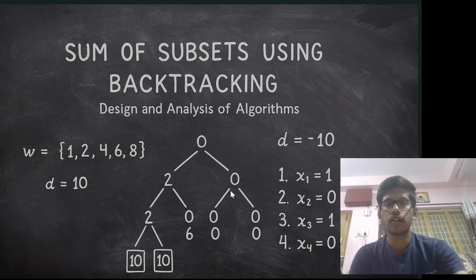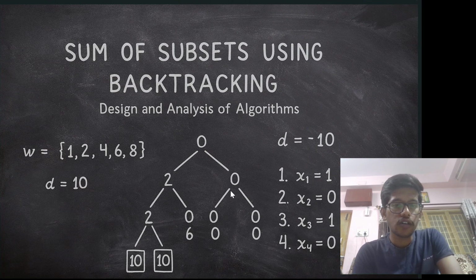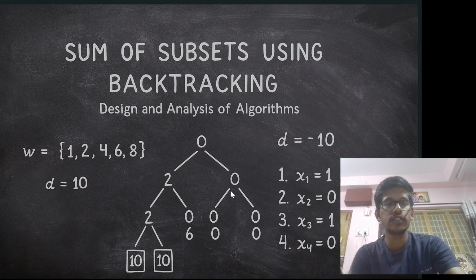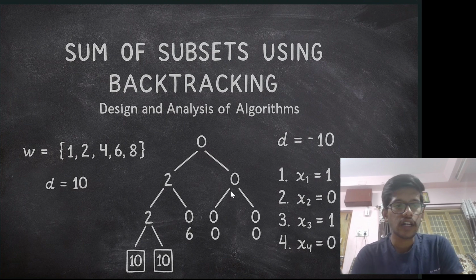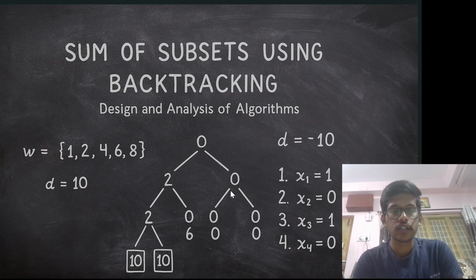That is, as shown in the picture, let's say we are given a set of the elements 1, 2, 4, 6, and 8, and the desired sum is d, that is 10. Our goal is to find all combinations of numbers from the set w that add up to 10, which is the desired sum. Now let's understand how the backtracking works.